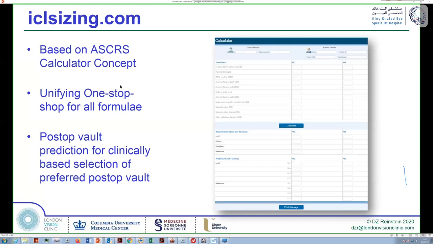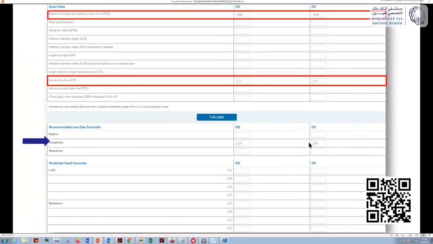Now, the way this works is like the ASCRS website, where depending on what data you give it, it will give you back what it can based on what you give it. So, for example, if you only have the maximum myopic sphere and the sulcus, it will give you the Doherty predicted formula. That's literally just entering the publication calculations for you into one space.